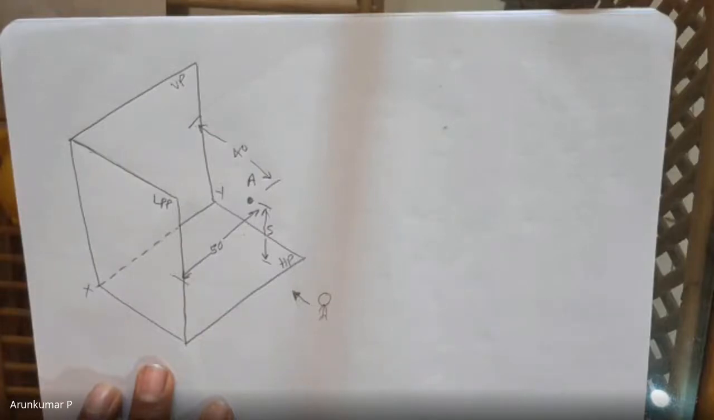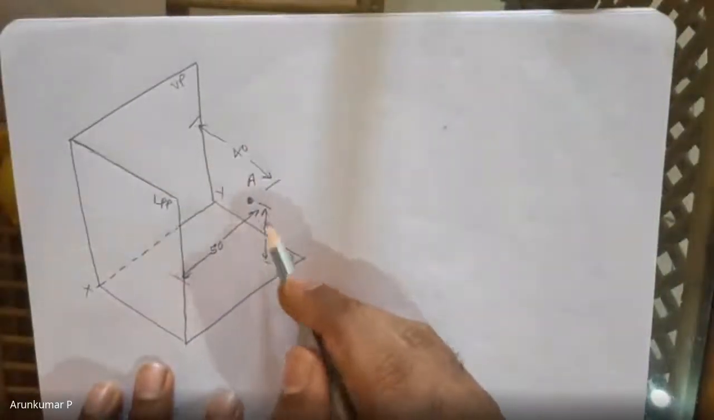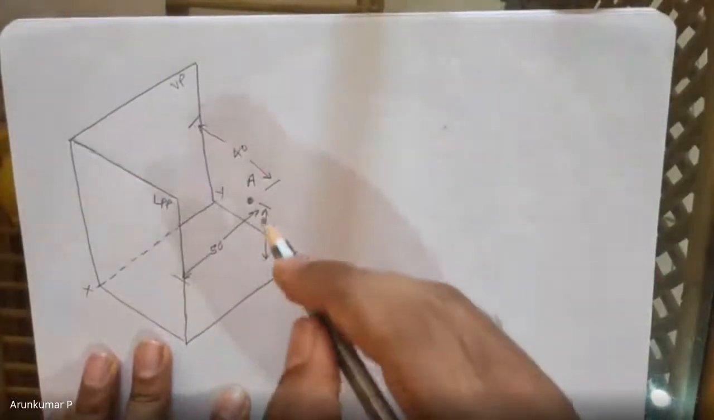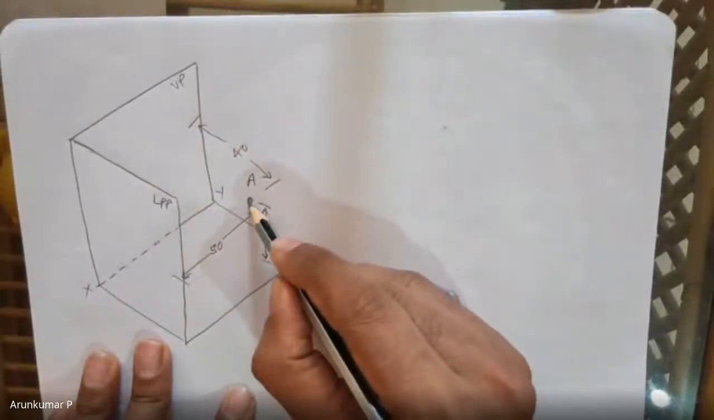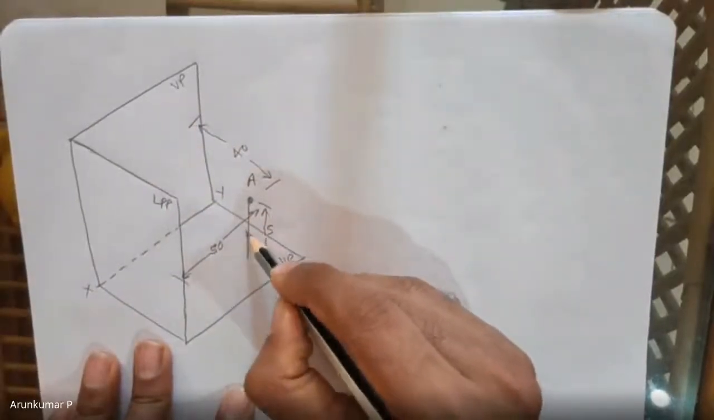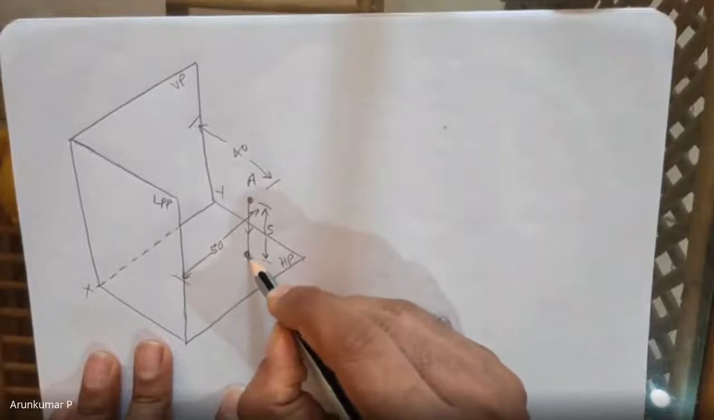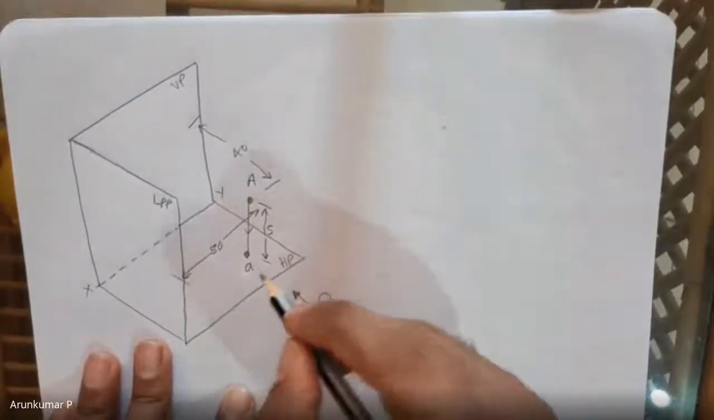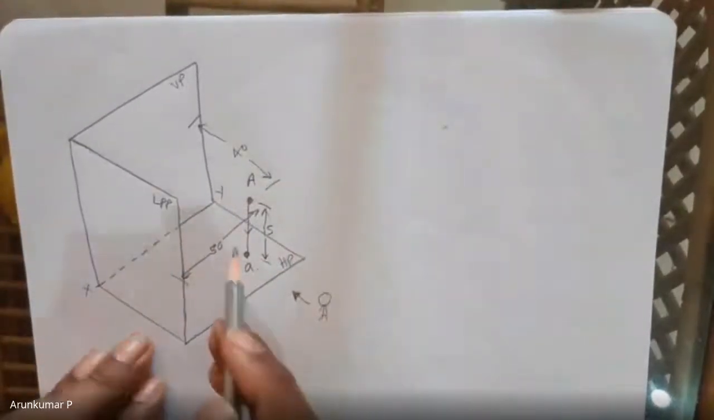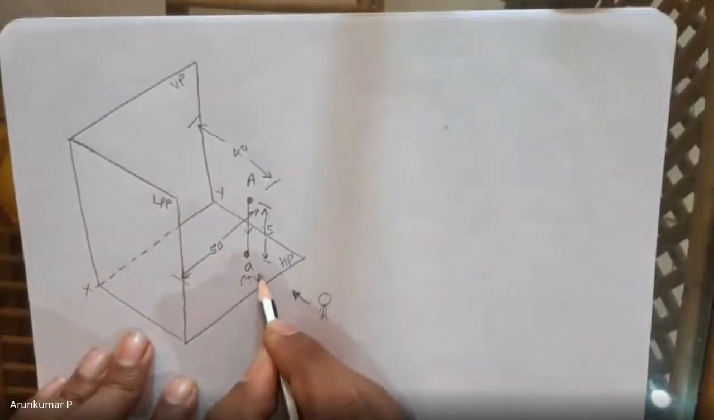Okay. The point is in the first quadrant. Now we'll draw the front, top, and side views here. So top view somewhere here, A. Front view, top view.